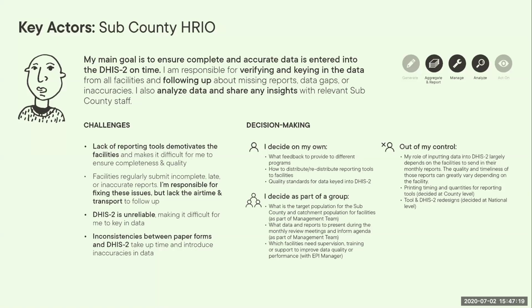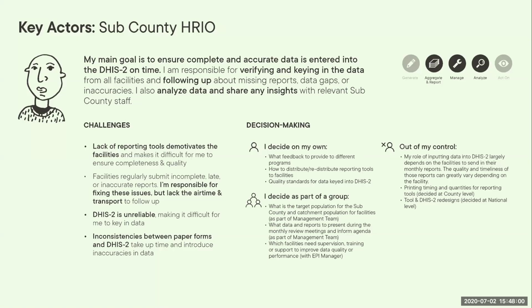And then the last two here are related more to keying in data. The DHIS2 system is not very reliable. They spoke about a lot of issues, such as things not even showing up. You might enter information, and then the next day you come back and can't find it. A lot of unpredictable glitches make it hard for them to trust the system. Inconsistency between the paper forms and the digital forms was also very high on the list of challenges.